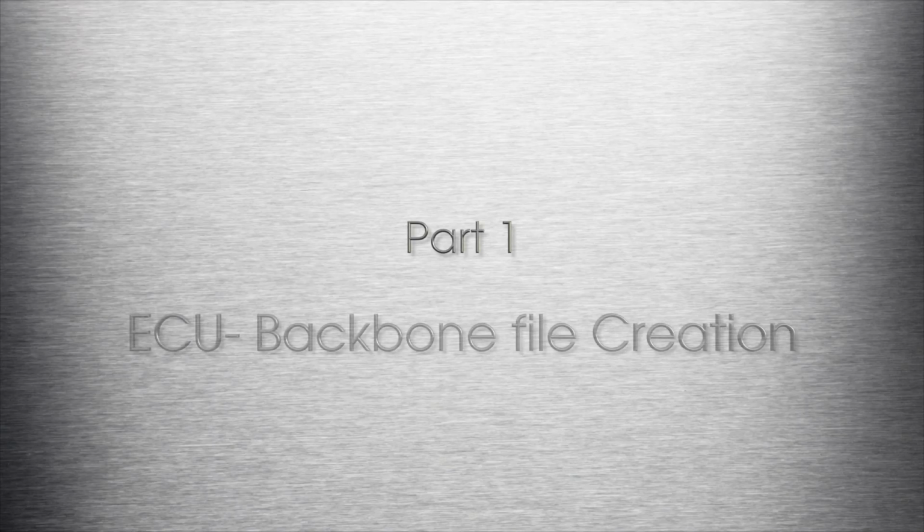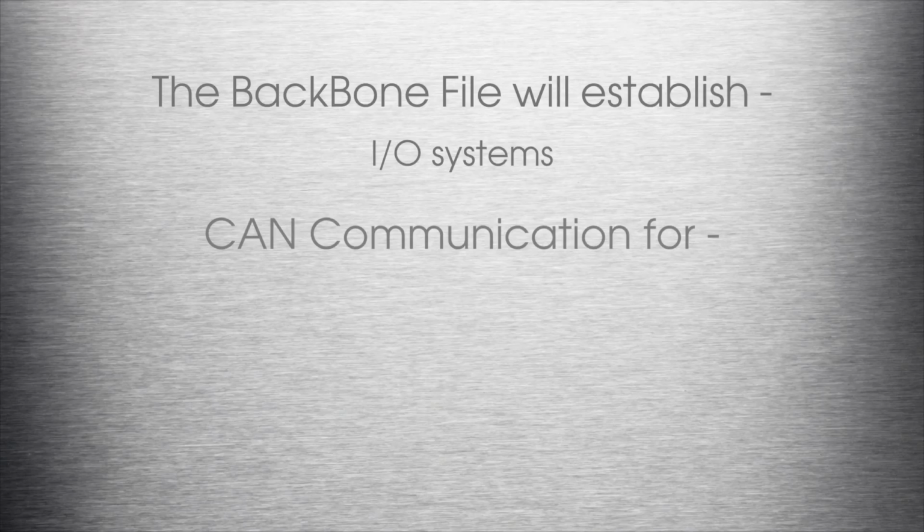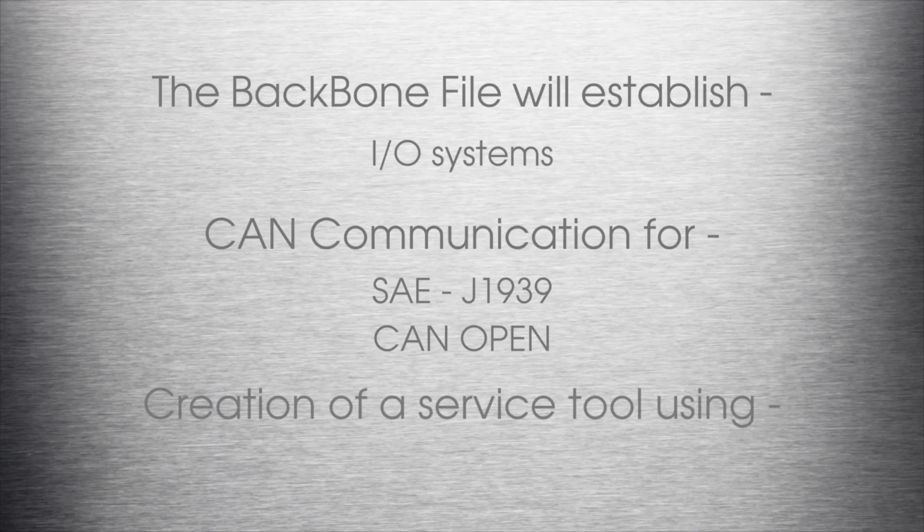This is part one of this video series. This section will document the steps to create the backbone file that will be used in the CoDeSys environment for the rest of this video. The backbone file is what is used to establish the I/O of the system, as well as the CAN communications of both SAE J1939 and CANopen. Communications to create a service tool using HF Impulse is also established here.